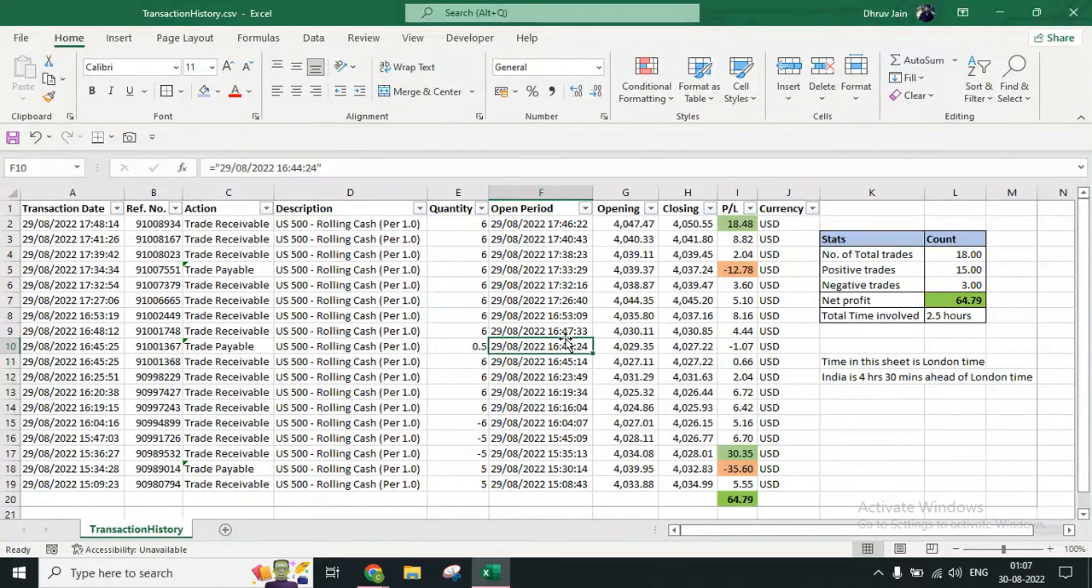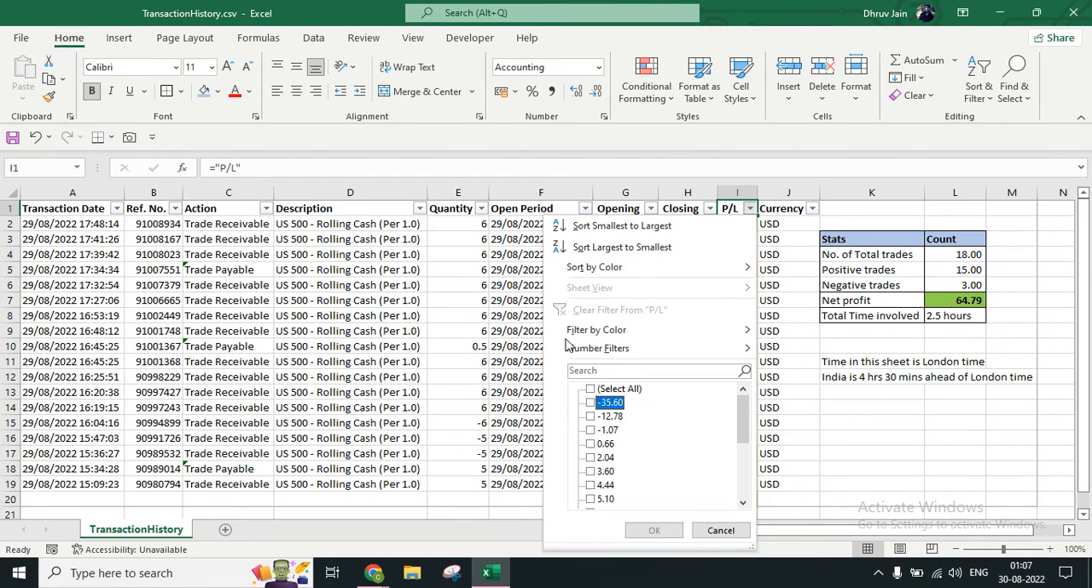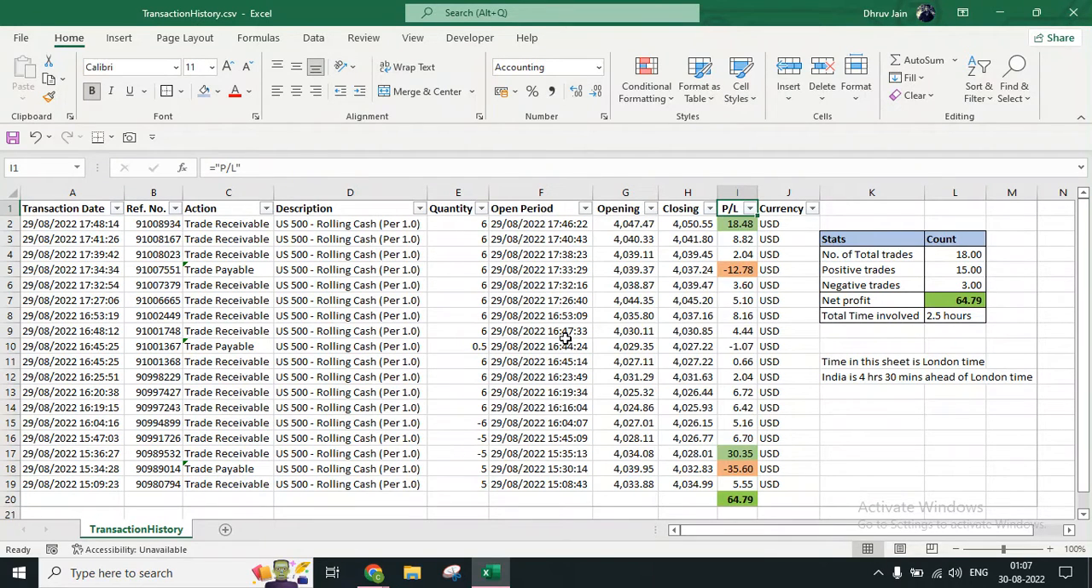Moving further with this sheet, there are a total of 18 trades, basically a scalping session of today, which resulted in a profit of $64. Out of these 18 trades, the positive trades were 15 and the negative trades were 3. Positive trade means resulting in profit, negative trade means resulting in losses. As you can see over here, these 3 trades resulted in losses and the remaining trades were profitable. The total time involved in this scalping was 2.5 hours.